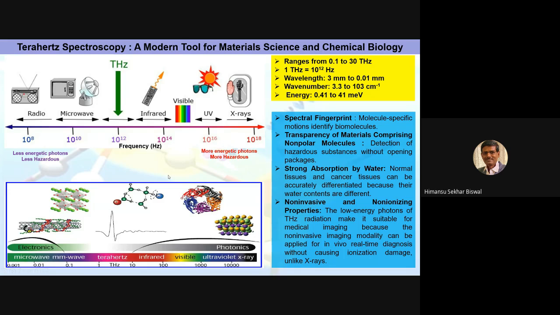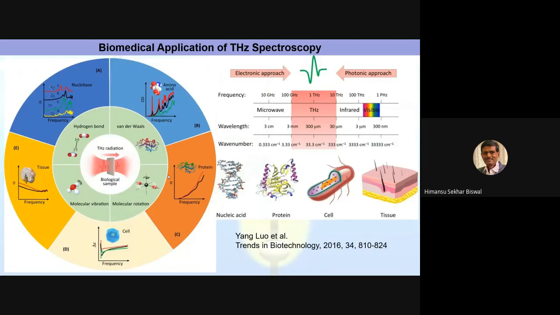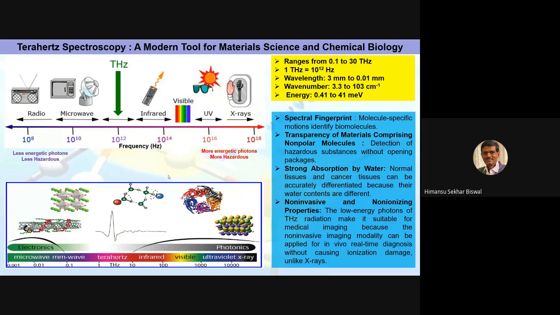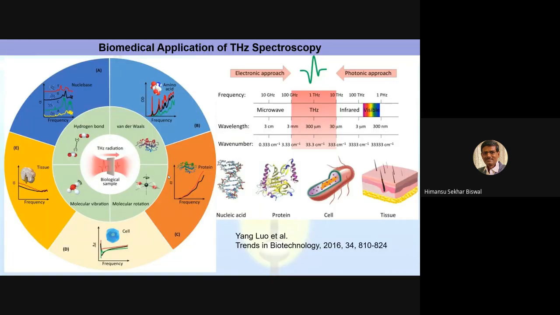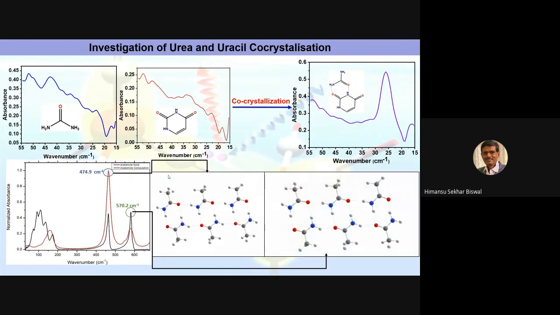So as I said, we have frequency domain terahertz spectroscopy. It has huge applications in biology and material science. In IR spectroscopy, the intermolecular vibrations come in the terahertz region, within 400 to 500 wave numbers, so you need terahertz spectroscopy.